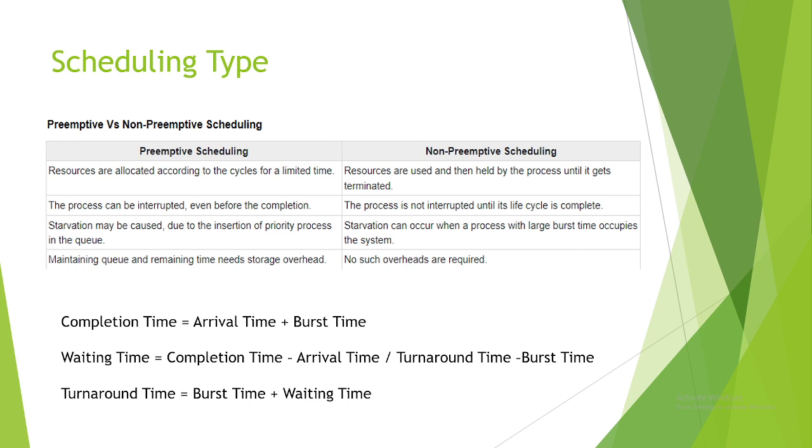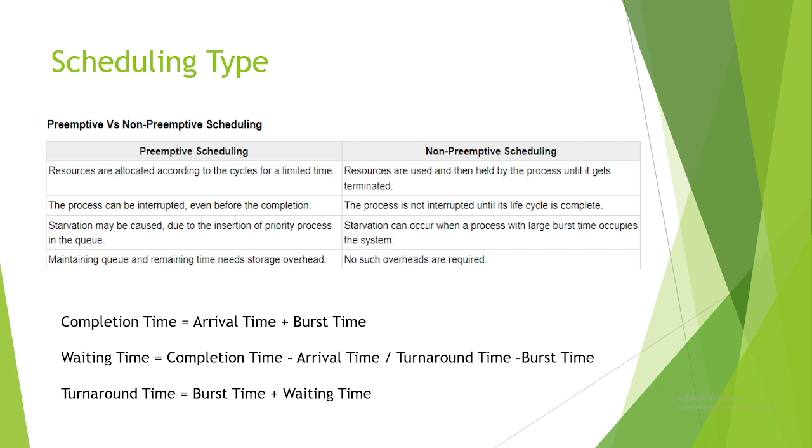Now there are some terms like arrival time, burst time, completion time, waiting time, turnaround time in CPU scheduling. So let's discuss those. What is arrival time? Arrival time is the time of arrival of a process in its ready state. Now what is burst time? It is the total time that a process requires for its overall execution. Now there is another term called completion time. It is the exact time when a process completes its execution.